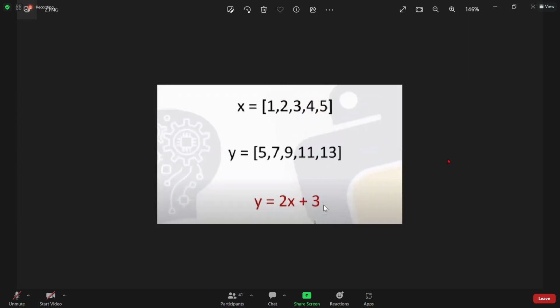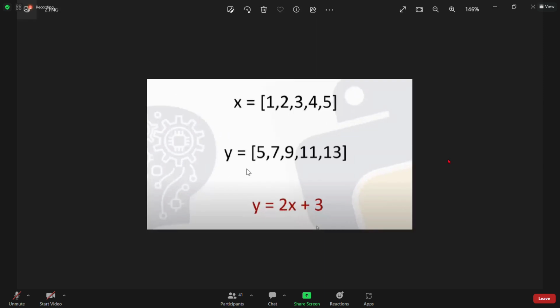Now heading toward this one. X equals 1, 2, 3, 4, 5. Y equals 5, 7, 9, 11, 13, isn't it? So we feed input and we feed output. The machine generates the logic, which is y equals mx plus c. This is machine learning or not? This is called logic. This is called the model. And this is what we keep learning about.